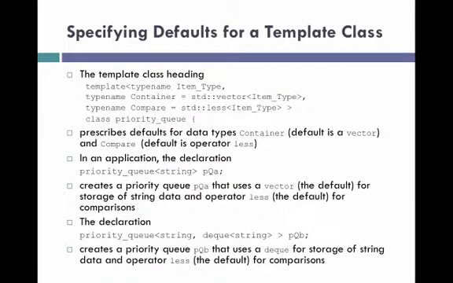Specifying the defaults for a template class. Here's a priority queue class that's a template class, and it prescribes defaults for the data types, container, its default is a vector, and compare, whose default is the operator less. And in an application, the declaration of a priority queue in this fashion creates a priority queue that uses a vector for the storage of string data and an operator less for comparisons. Here's a declaration that creates a priority queue, PQB. It uses a deque for storage of string data and operator less, the default for comparisons.